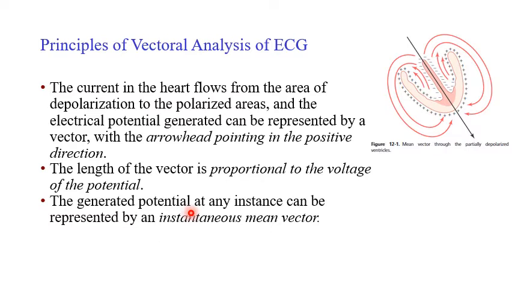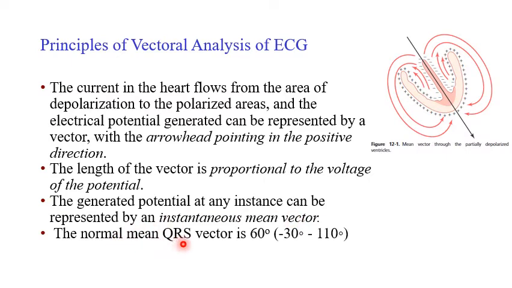So the potential generated at any instance of time can be presented by a vector that we call the instantaneous mean vector. So at any instant we can have a vector. So we can have many vectors. Each instant we can have a different vector than the next instant. So any of these vectors we call an instantaneous mean vector.